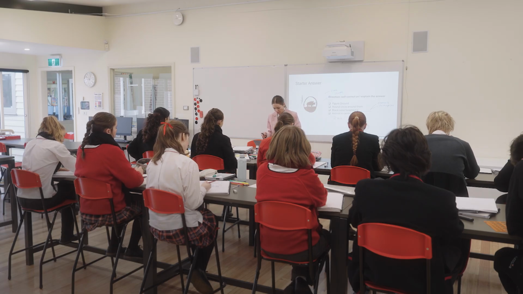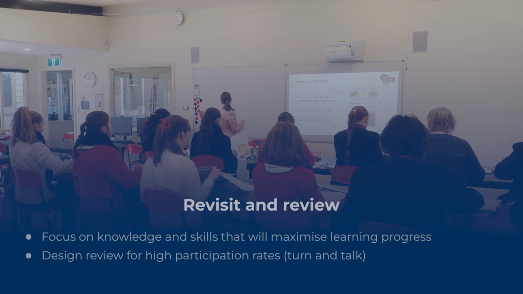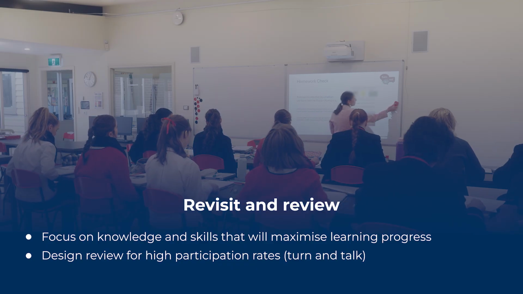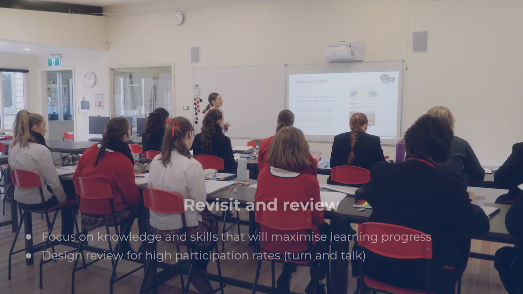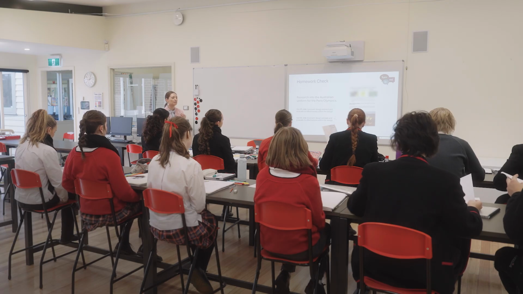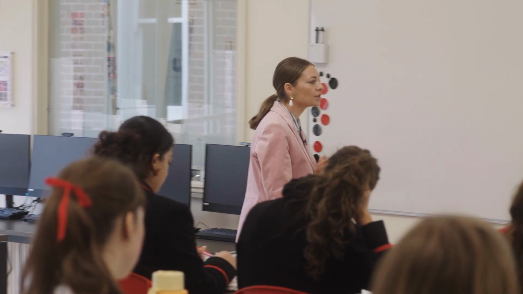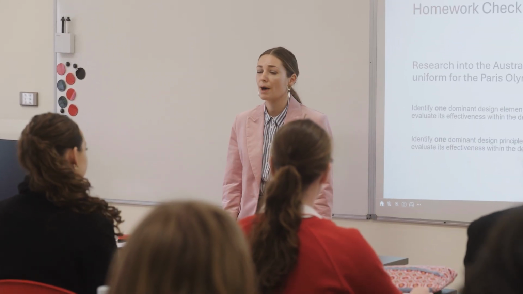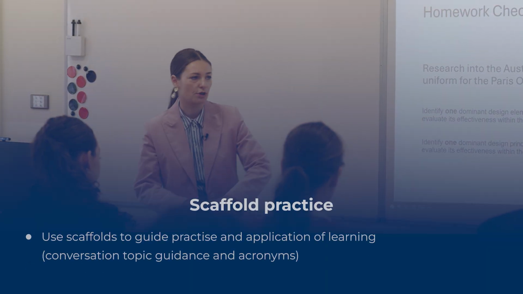Can you take out your homework for me, please? Homework was to look at the Australian Olympics uniform and to think about the elements and principles that you can see within the work and how they've been used to create an effective design. If you're all on the left-hand side of me, you're partner A for the turn and talk. And if you're on the right-hand side of me, you are partner B for the turn and talk.